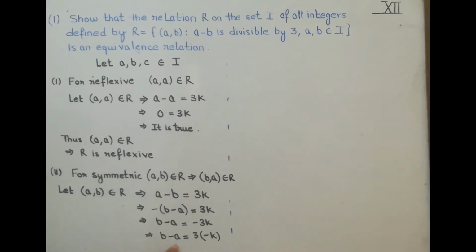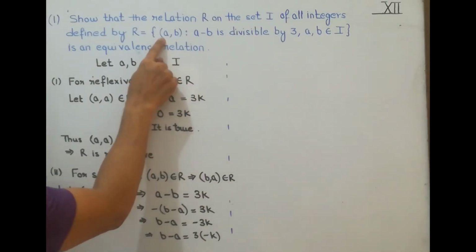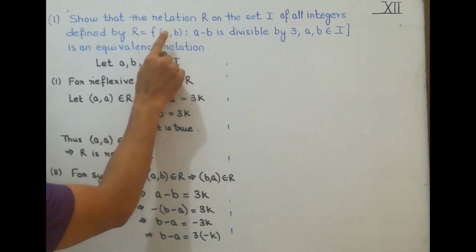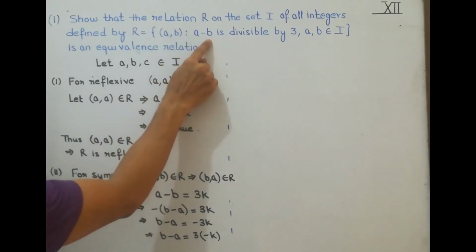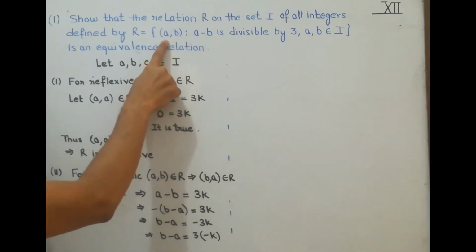So that means b minus a is also divisible by 3. See, we started with (a, b) belonging to the relation. So a minus b was divisible by 3, it was given, and we got that b minus a is also divisible by 3. Now see, if this is b minus a, so this ordered pair should be (b, a). For (a, b), it is a minus b. So therefore, for b minus a, the ordered pair will be (b, a).